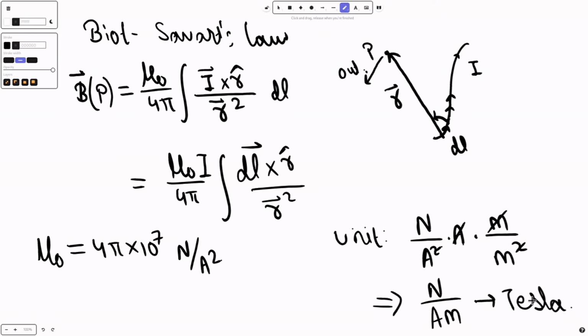Now that is the magnetic field due to an electric current. That is your Biot-Savart Law. If you want to see some questions where Biot-Savart Law is used, then do check the links in the description below.